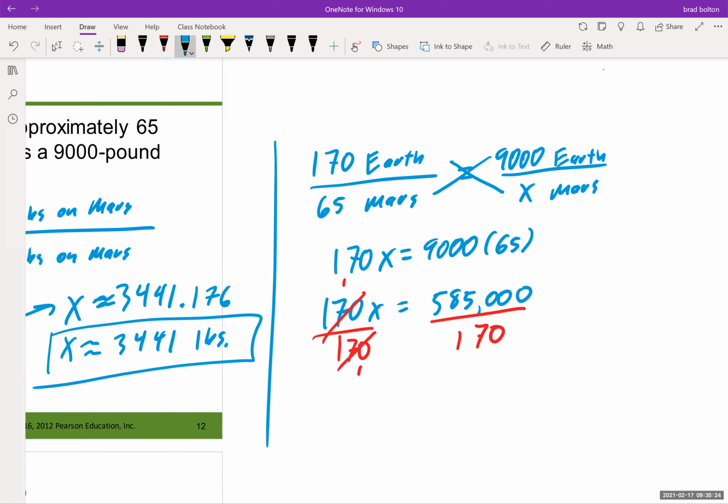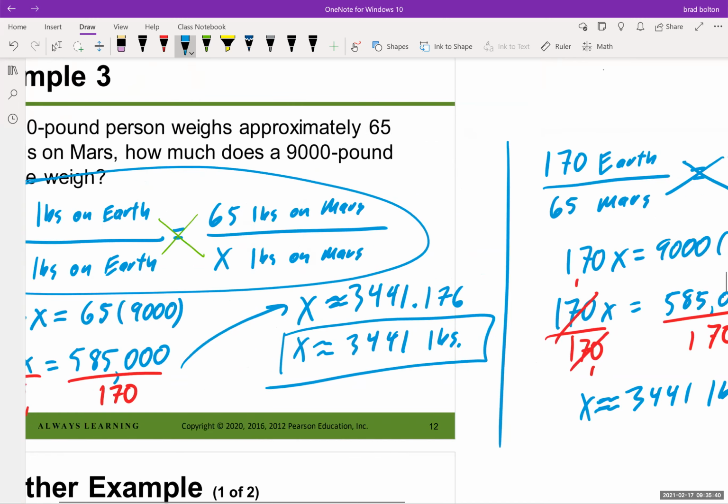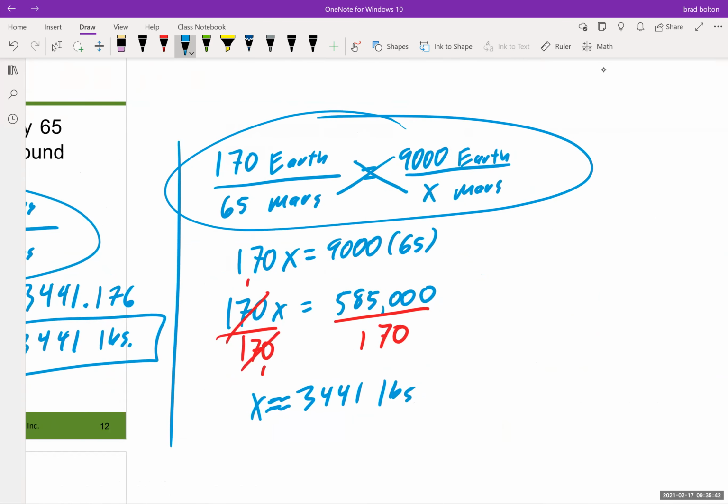Let's do some cleanup. So we end up with x equals, and we already know this because we've already done it: 3,441 pounds. So this would be 3,441 pounds on Mars. Notice two completely different proportions, but we still get the same answer.